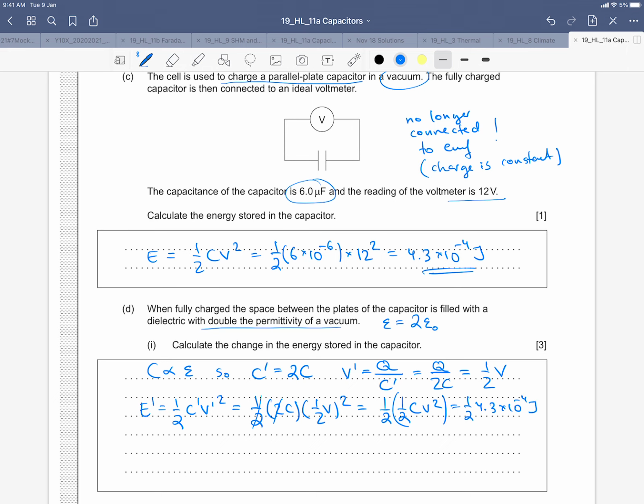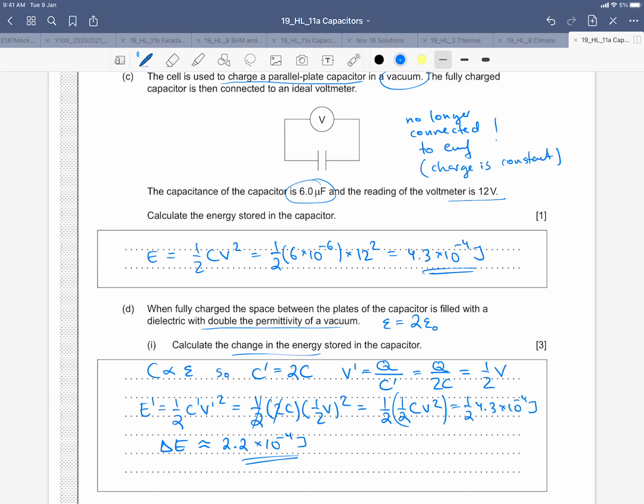So that is, of course, what's that? 2.15, right? Times 10 to the negative 4. And then we're looking for the change. So the change in energy says calculate the change in energy. And that is going to be then rounded off to 2 sig figs, 2.2 times 10 to the negative 4 joules.